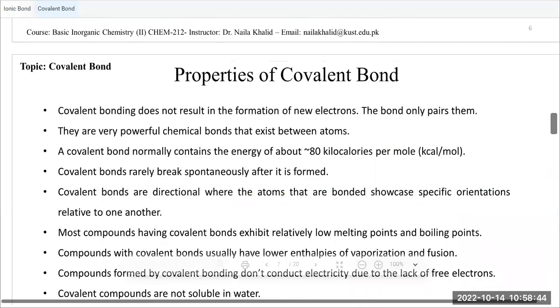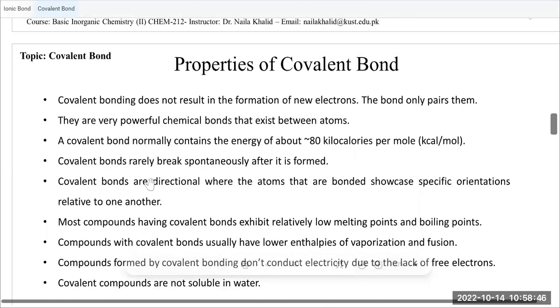The covalent bond has various characteristics. If it is formed between two of the same atoms, it will have no polarity. It is formed by the sharing of electrons, and a covalent bond normally contains energy of about 80 kilocalories. So it means that this energy is required to break this bond.